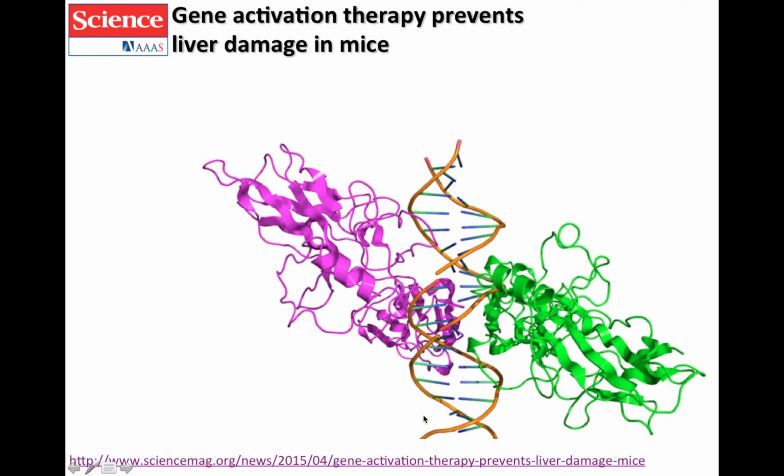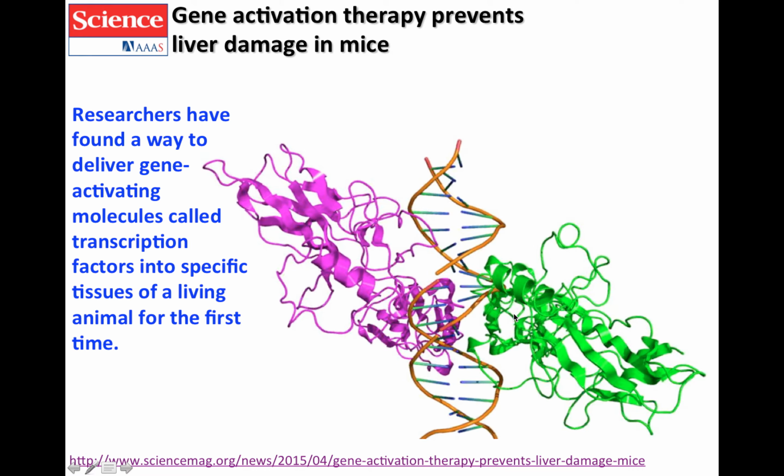Another big question is getting genes activated or reactivated in tissue where they're not normally active. There was an article recently in Science magazine called Gene Activation Therapy Prevents Liver Damage in Mice. Here's a molecule of DNA, and this green diagram and pink diagram are two ribbon diagrams of molecules of protein that bind to DNA. They're binding in the major groove right here, and on the other side of the DNA molecule on the other major groove. They are called transcription factors.